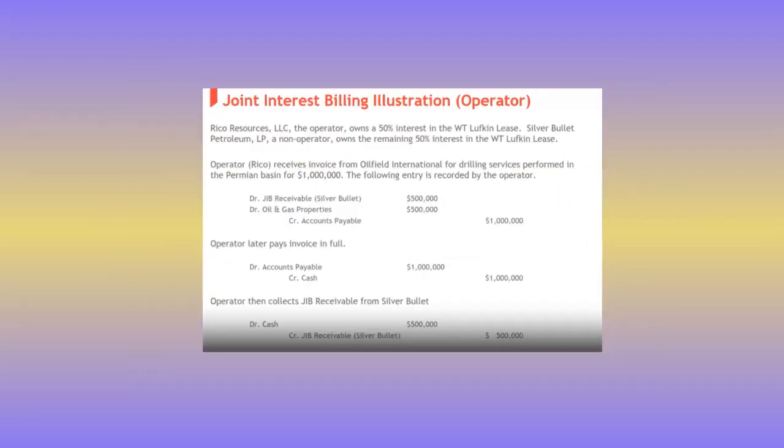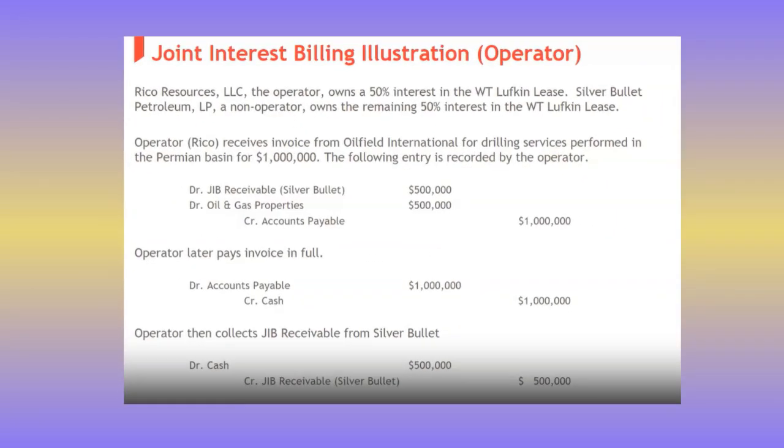All right, so this is just an example of what an entry would look like for an operator. So Rico Resources owns 50% of the Lufkin lease, and then Silver Bullet, a non-operator, owns the remaining 50% of the lease. Now, Rico receives the invoice from Oilfield International for drilling services performed for $1 million. So the following entry will be recorded by Rico.